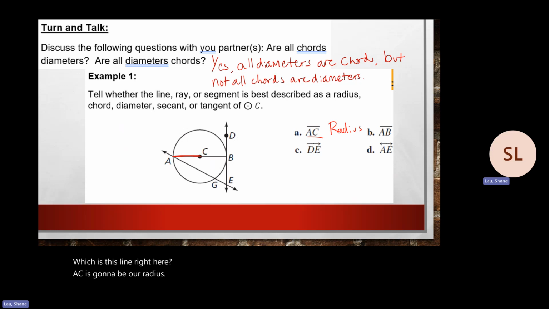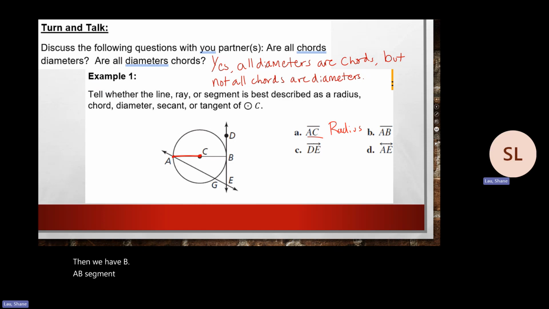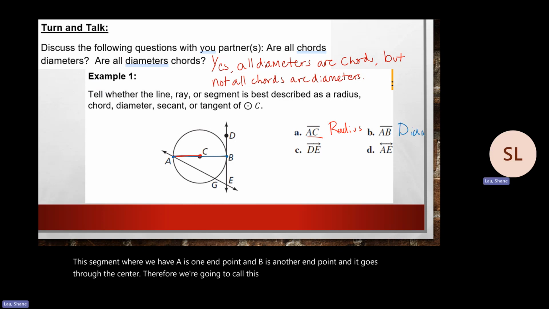And we know it's going to be our radius because we have an endpoint at A on the circle, and we have this center C in one segment. Therefore, it's the radius. Then we have B. AB, segment AB, is going to be this segment where we have A as one endpoint, then B as another endpoint, and it goes through the center. Therefore, we're going to call this the diameter.